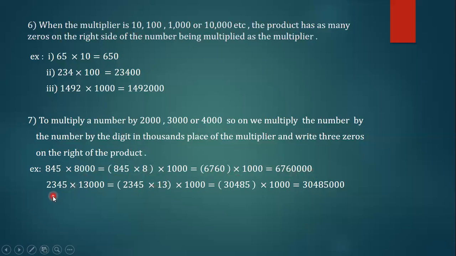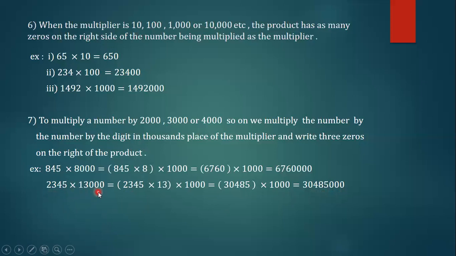Next example is 2345 into 13,000. You can take 100 also; I've taken an example. You can multiply with 100, 1000, 10,000. I have taken here 13,000. You can take 1,30,000 also. Only the product will change as the number of zeros increases; you have to write more zeros in the product.